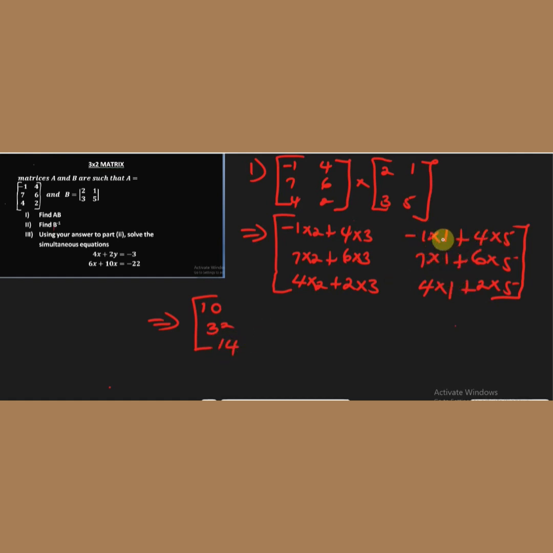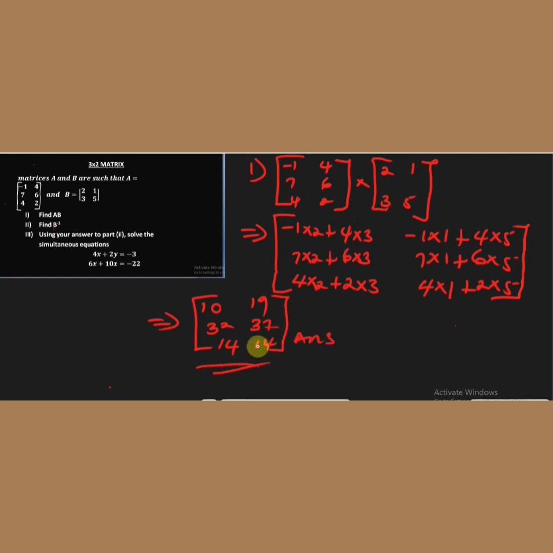Then I'll do the same here. Minus 1 times 1 is minus 1, 4 times 5 is 20. Minus 1 plus 20 gives me 19. Then 7 times 1 is 7, 6 times 5 is 30. 7 plus 30 gives me 37. Then 4 times 1 is 4, 2 times 5 is 10, so 4 plus 10 gives me 14. So this is the result when you multiply this 3 by 2 matrix against this 2 by 2 matrix. So this is the answer.